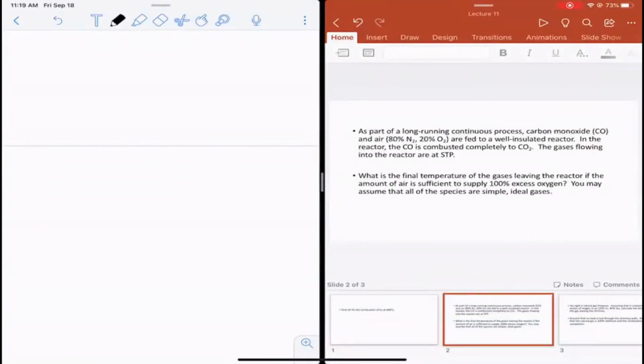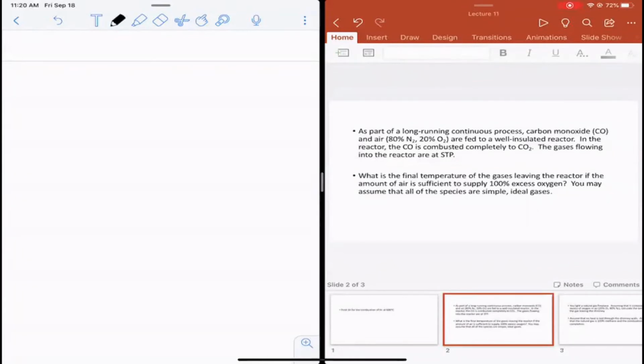So this problem says that as part of a long-running process, CO and air are fed to a well-insulated reactor. And in the reactor, the CO is combusted completely to CO2. The gases flowing into the reactor are at standard temperature and pressure, and you're asked to find what is the temperature of the gases leaving the reactor if the amount of air is sufficient to supply 100% excess oxygen. And you may assume that all the species are simple ideal gases.